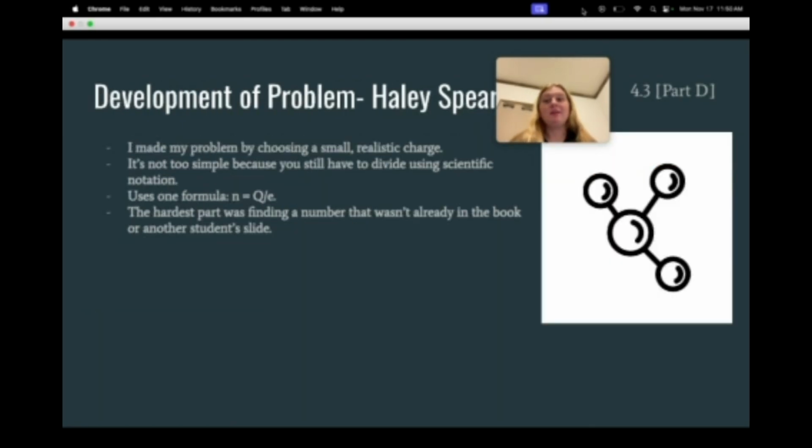And so for the development of my problem, I made my problem by choosing a small realistic charge. It's not too simple because you still have to divide using scientific notation. It uses one formula, n equals q divided by e. The hardest part was finding a number that wasn't already in the book or another student had. I tried to make it kind of unique in its own way.